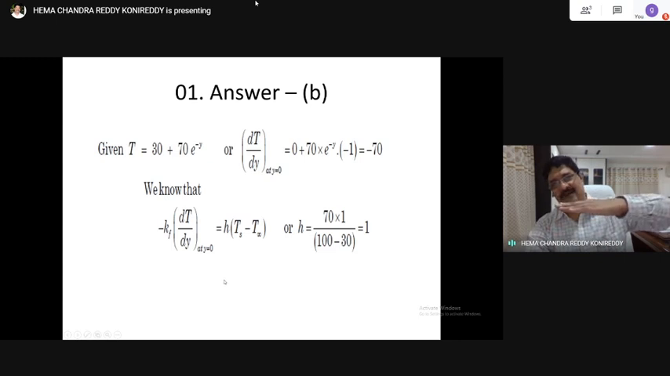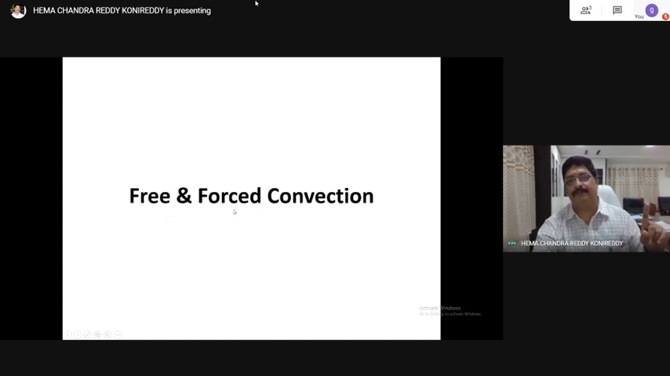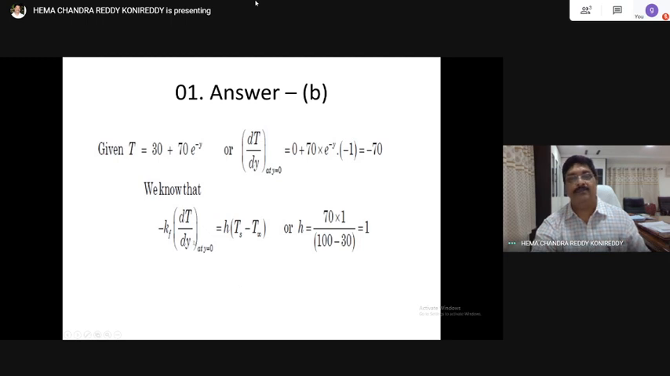Because in the first layer it is conduction, thereafter it is convection. So therefore I equate this to the already calculated dT by dy as minus 70. K of fluid is given as 1. It was given in the problem: thermal conductivity of the fluid is 1 watt per meter Kelvin. So minus of 1 into minus 70 is 70.